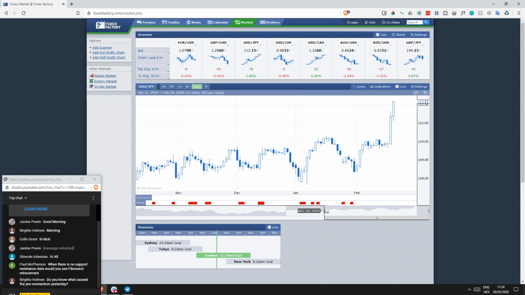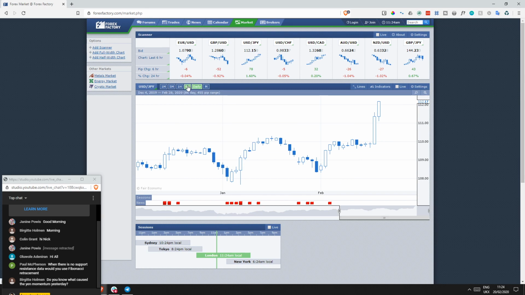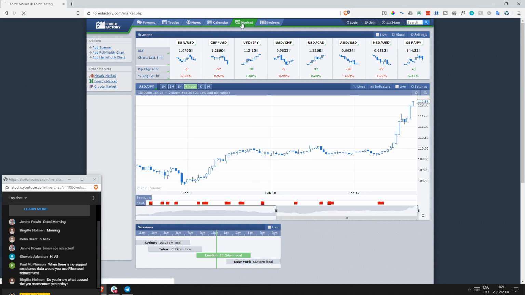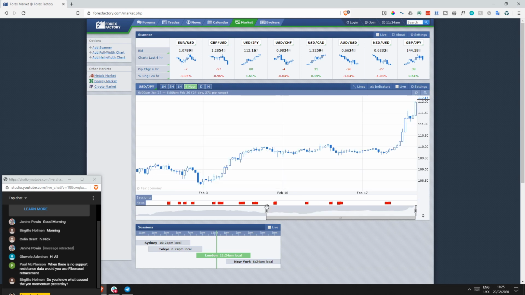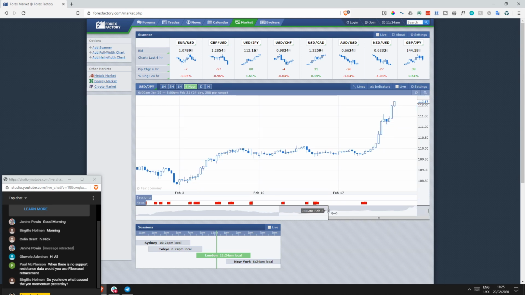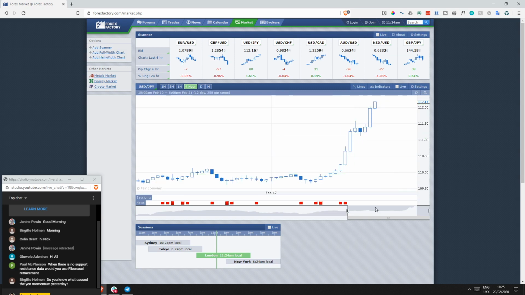Now, I don't know necessarily if it's going to work here. But I should have explained how to do this. If you go to the market on Forex Factory, you type in the pair you want. So in this case, USDJPY, and you click the 4-hour time frame or whatever time frame you want. You can use this to zoom in and out. And what we're going to do is zoom in to around about when this spike started.